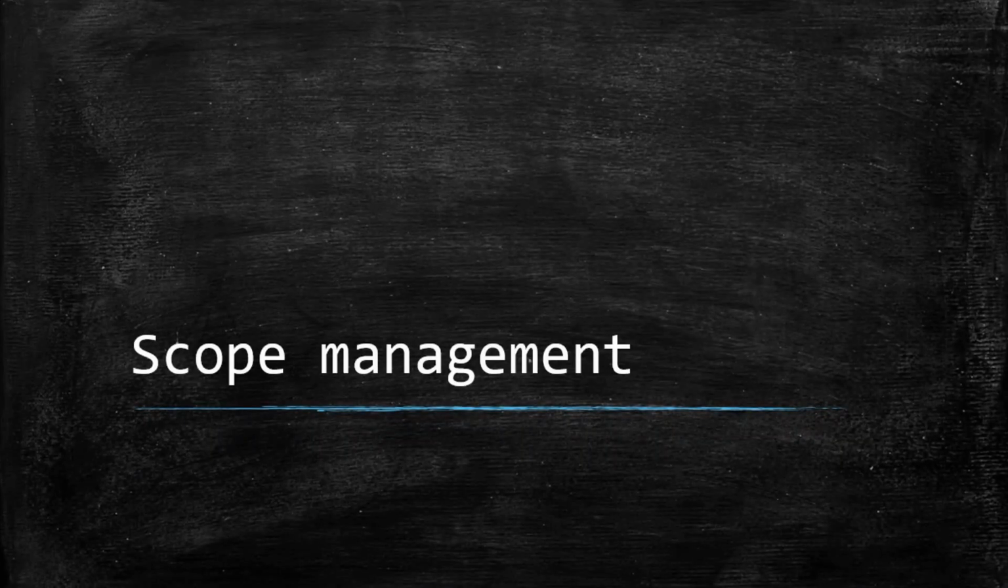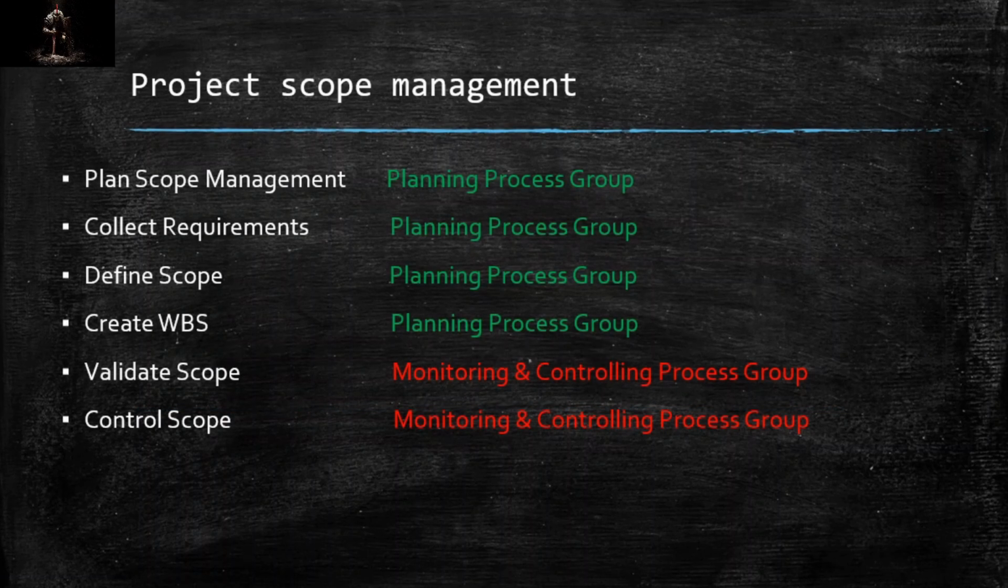Let's start with scope management. Let's take a look at the processes involved in scope management. This is an overall bird's eye view of scope management processes and in which process group they are in. You can observe here most of the scope related activities are involved in planning. That's because if we plan and define scope of the project early and clearly, it is easy to execute and manage projects in further stages. So, plan scope management, collect requirements, define scope, and create WBS are in planning stage.